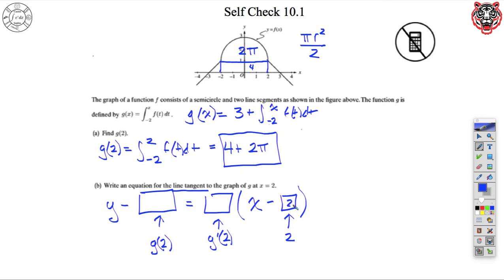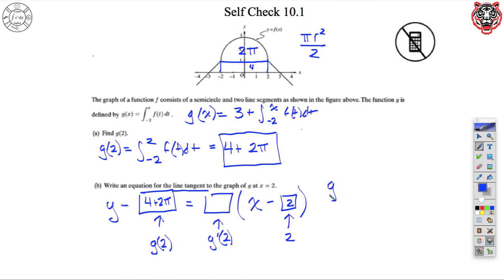Well, we already found that value. That's 2. Okay, let's find g of 2. Oh, we just did that in part A. Part A said that that is 4 plus 2 pi. Except I had 0, so I got this one wrong. Yep. All right.